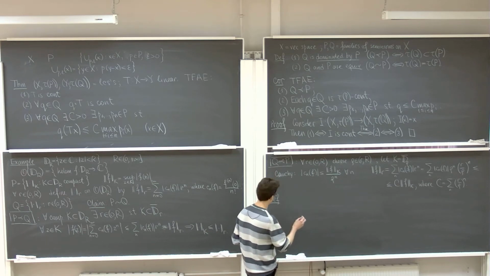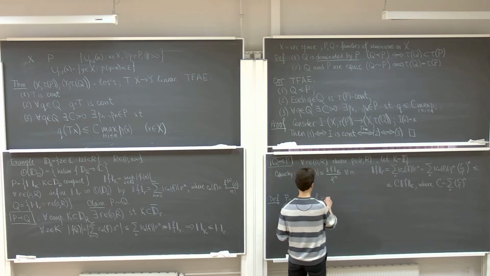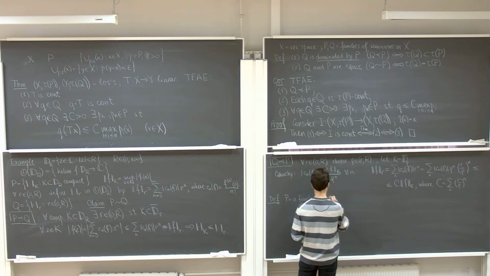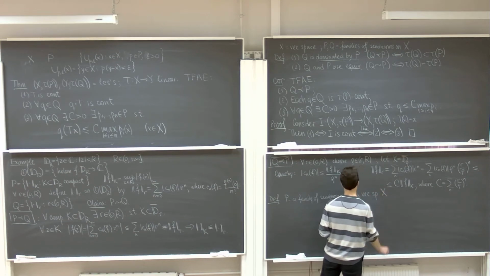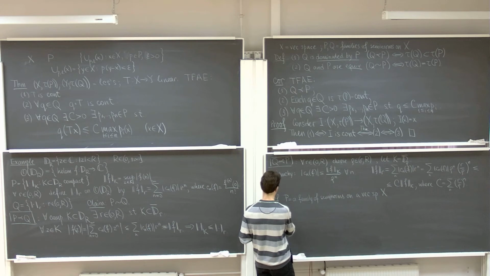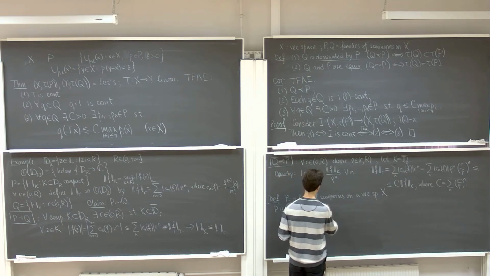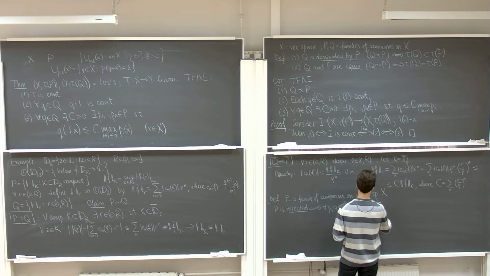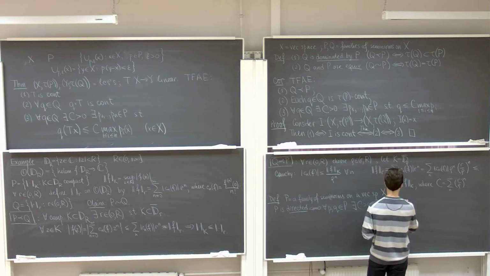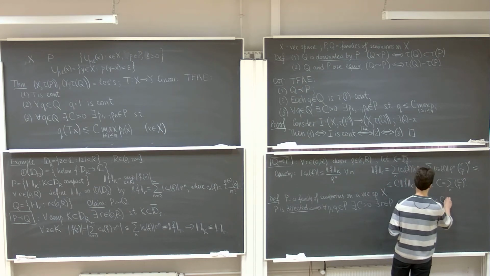So now we give the following definition. So suppose that we have a family of seminorms, P. P is a family of seminorms on a vector space X. We say that this family P is directed if for any two seminorms P and Q from the family, there exists a constant C and another seminorm from the same family, R, such that the maximum of P and Q is less than or equal to C R.